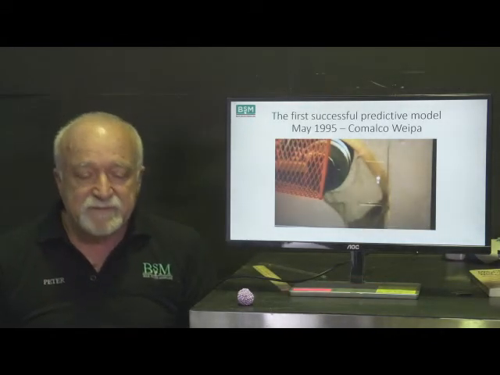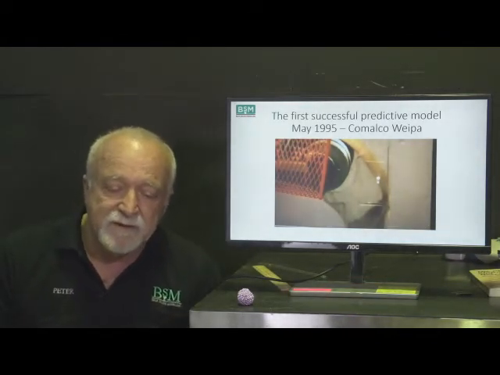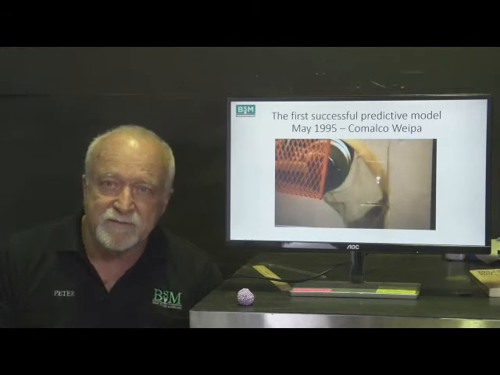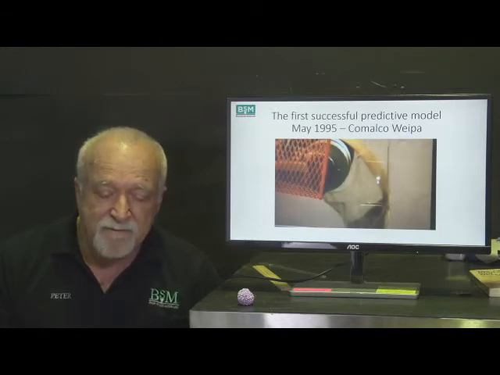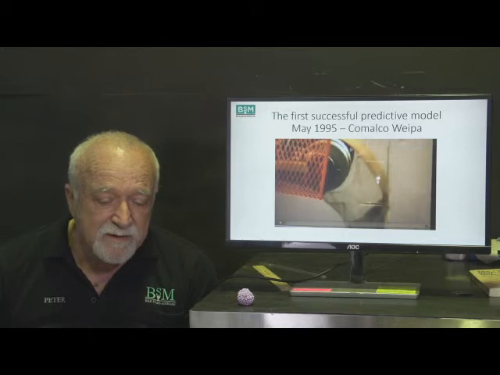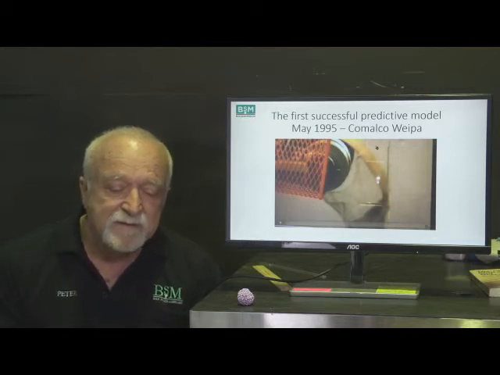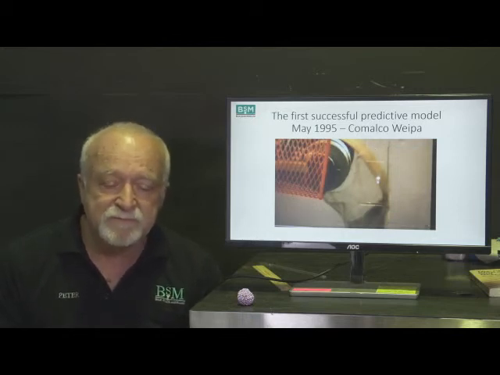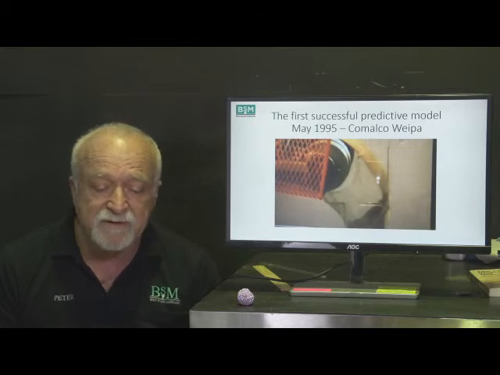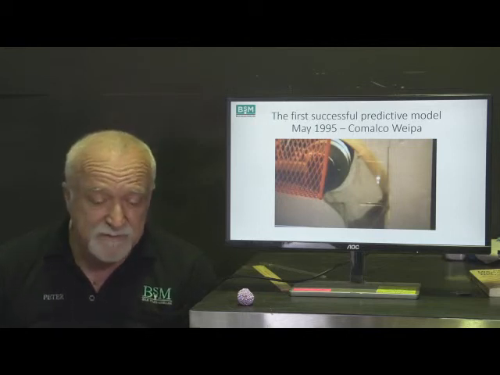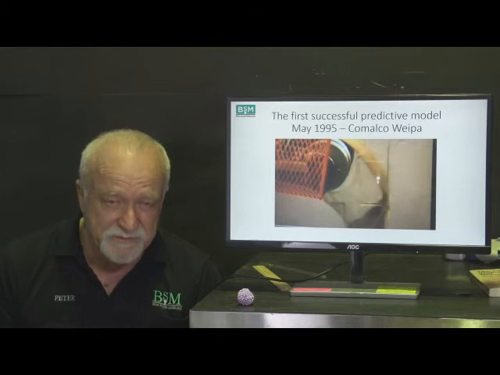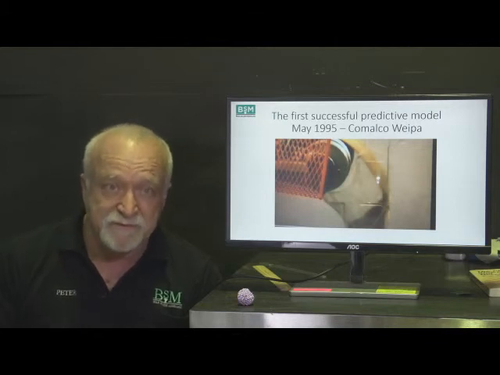Here's a little bit of history now. Here's the first predictive scale model. This was a washed bauxite chute at Comalco. This was done in 1995 in the Rio Tinto labs. And I want to emphasise that this was the first time this technology was used. It did not exist before this point.